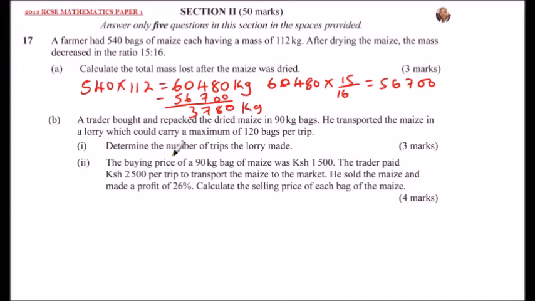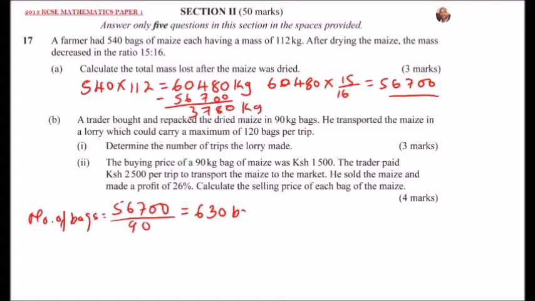Roman number 1, determine the number of trips the lorry made. You are supposed to find, if each bag was 90 kg, how many bags are in this number of kg. That is 56,700. You divide by 90 to get the number of bags. When you divide that, it will give you 630 bags.